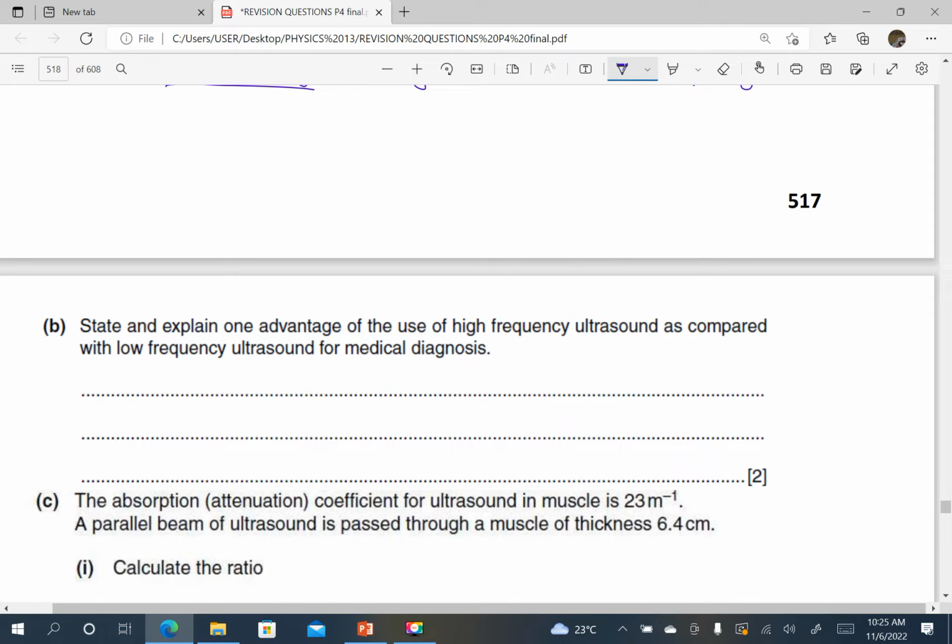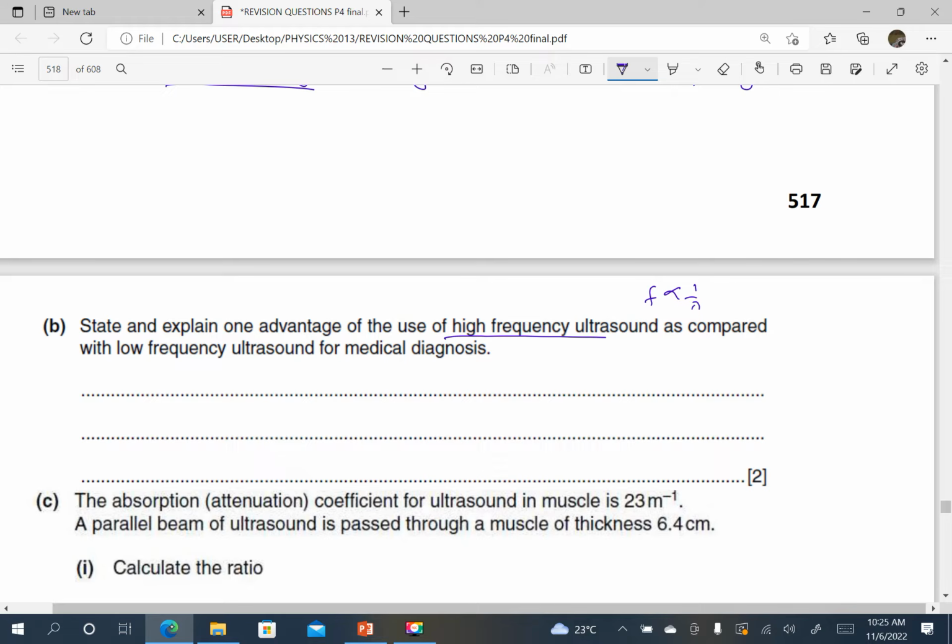State and explain one advantage of the use of high frequency ultrasound. What does high frequency mean? Of course, we know that frequency is inversely proportional to wavelength. So high frequency means short wavelength, and the shorter wavelength means there is less diffraction but more scattering around structures. If ultrasound scatters around structures, it means smaller structures can be detected with high resolution.